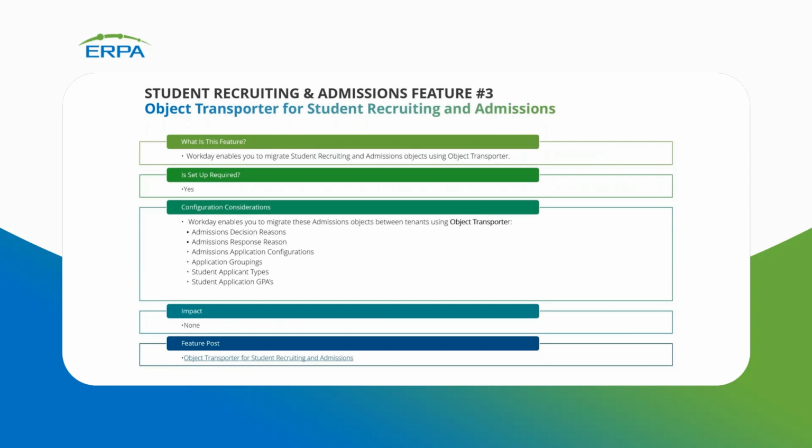Some of the objects are application decision region, response region, application grouping, student applicant type, and application GPA. There is a long list of object items. I would like to tell you about a few more objects associated with student financials, such as student charge item, student payment item, student sponsor contract, and waiver items. So these many changes are there, and there is a long list of objects which you can migrate to object transporter. And that's all I have for recruiting and admission.